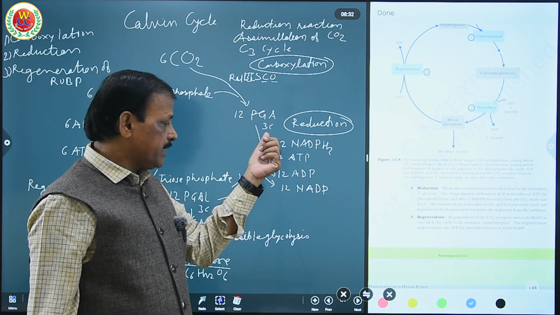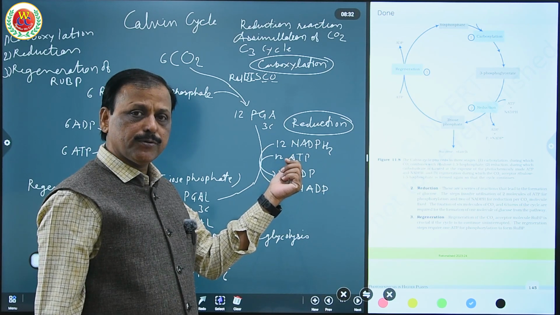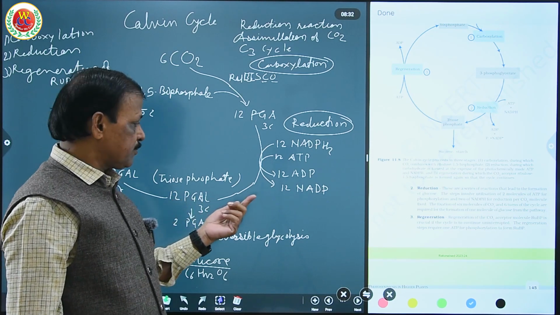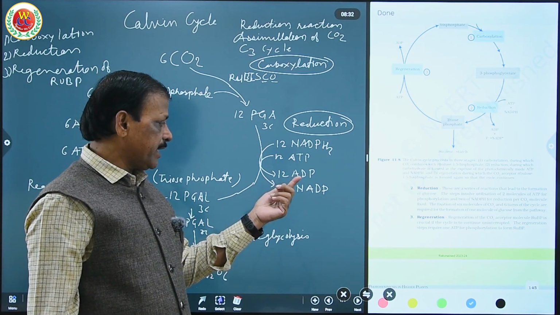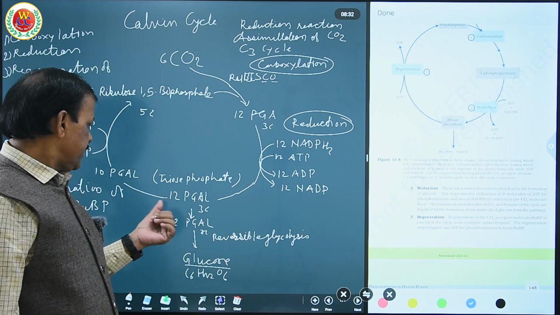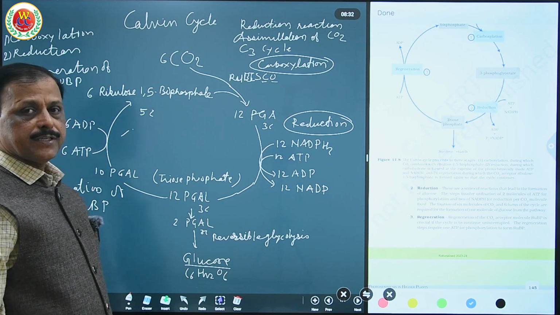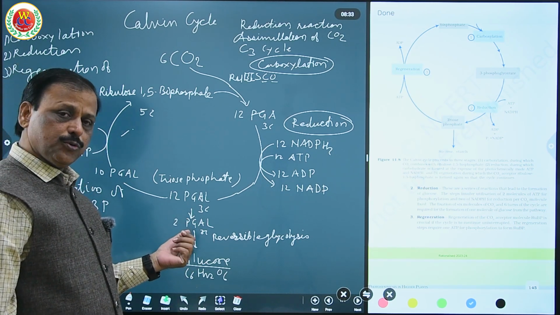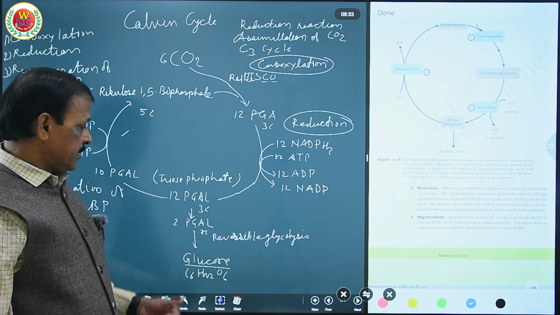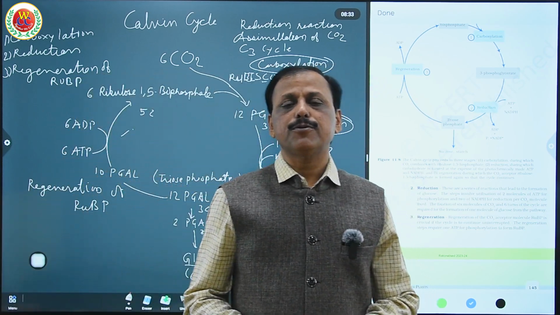Then 12 molecules of PGA undergo reduction in presence of 12 molecules of NADPH2 and 12 molecules of ATP, generating 12 molecules of PGAL, that is triose phosphate, and the byproducts are ADP and NADP. Out of 12 molecules of PGAL, 10 molecules undergo regeneration of RuBP with the use of 6 molecules of ATP, and 2 molecules of PGAL undergo reverse glycolysis to produce glucose. Thus, this cycle is completed, and a question can be asked for 5 marks.